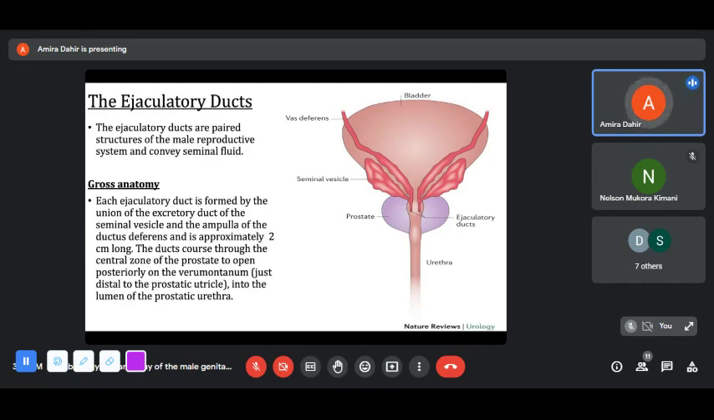The ejaculatory ducts are paired structures of the male reproductive system and they convey seminal fluid. Each ejaculatory duct is formed by the union of the excretory ducts of the seminal vesicle and the ampulla of the ductus deferens, and is approximately 2 centimeters long. The ducts course through the central zone of the prostate to open posteriorly on the verumontanum, just distal to the prostatic utricle, into the lumen of the prostatic urethra.